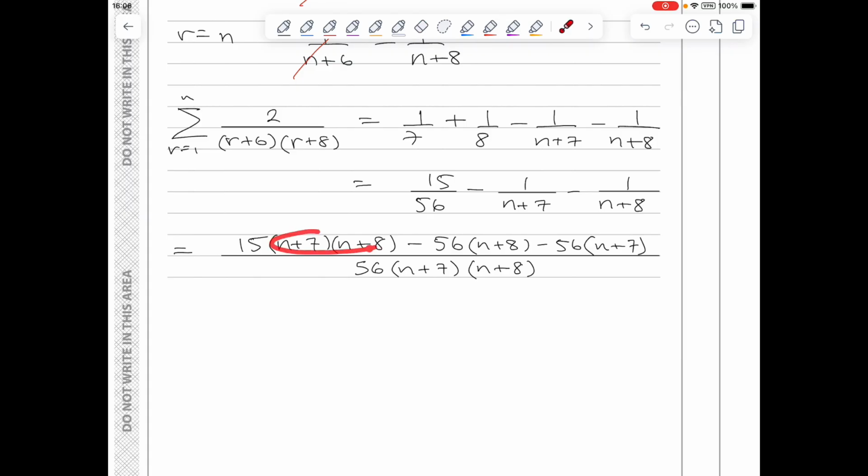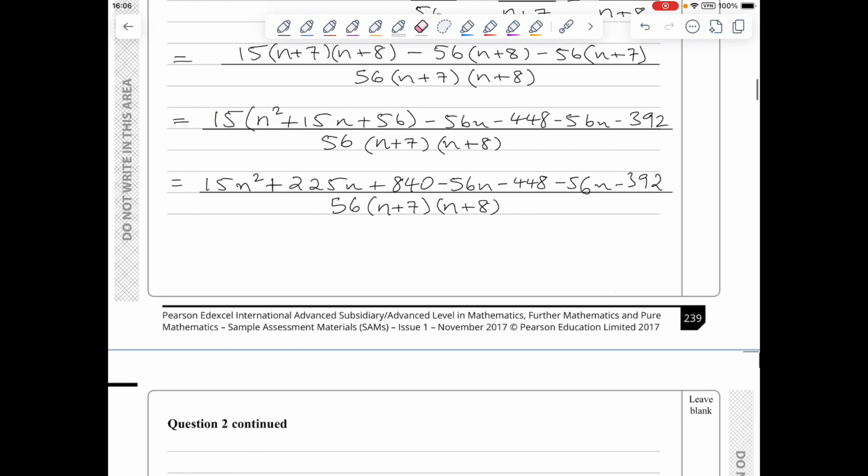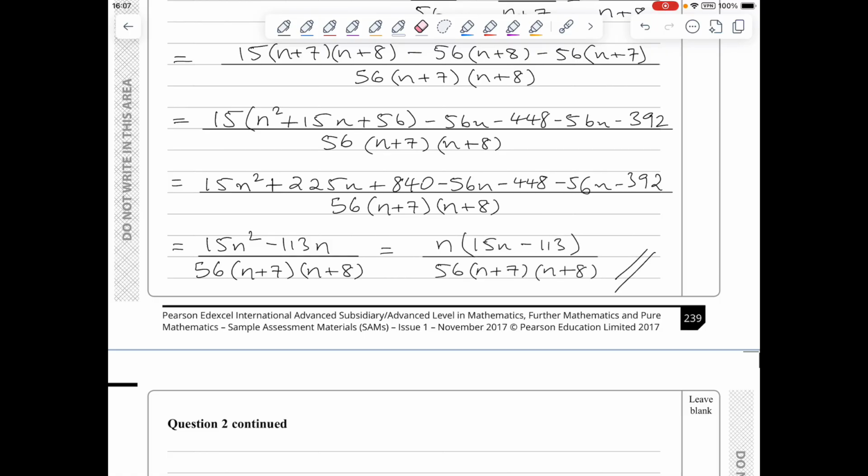Next, I will expand these brackets here. I have one more expansion to make. Then I will collect all the terms in the numerator. And finally, to get the required form, I will just factor out the n in the numerator, and this is my final answer.